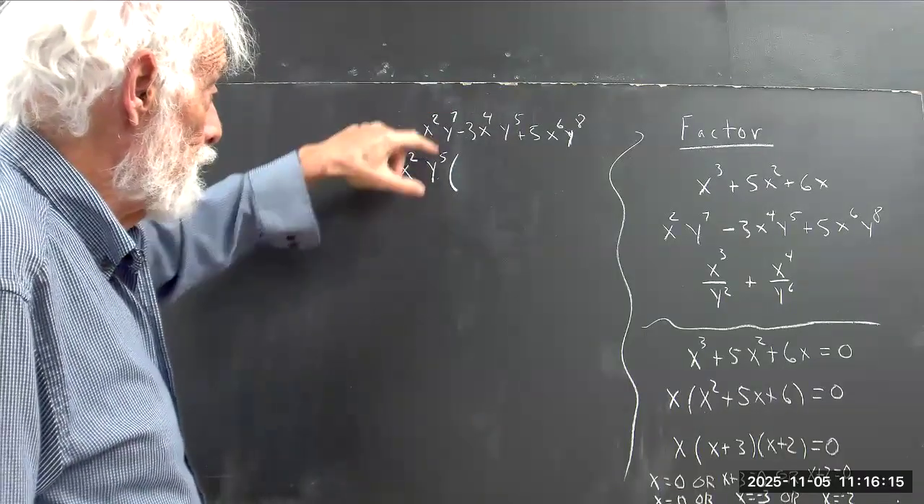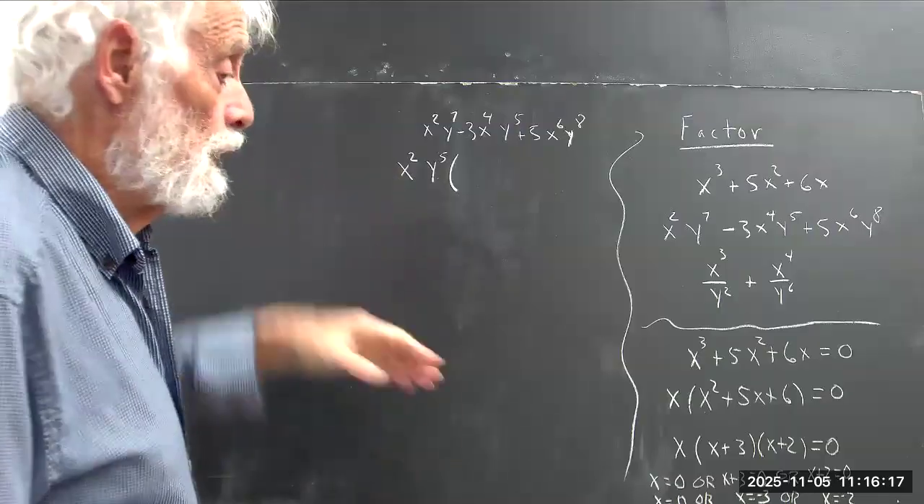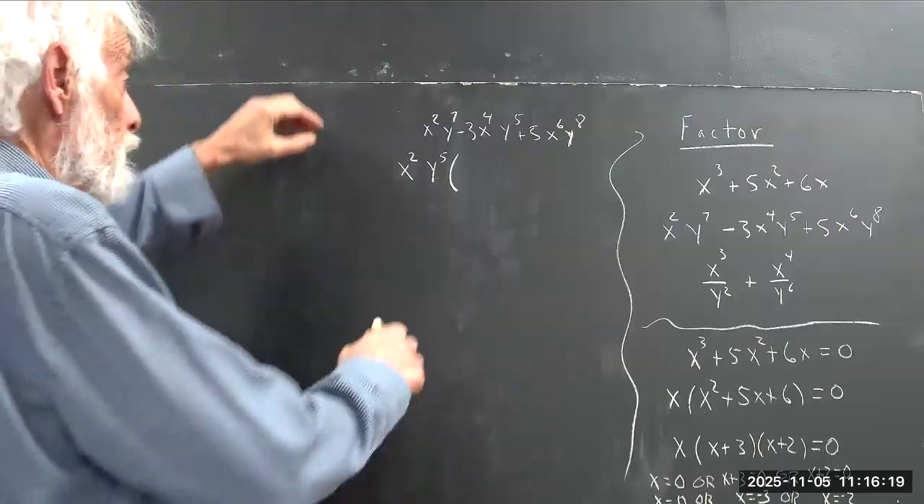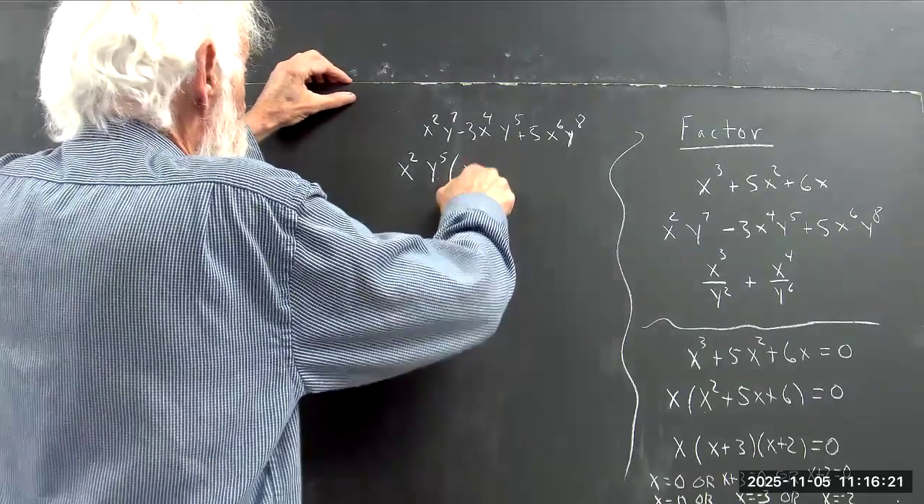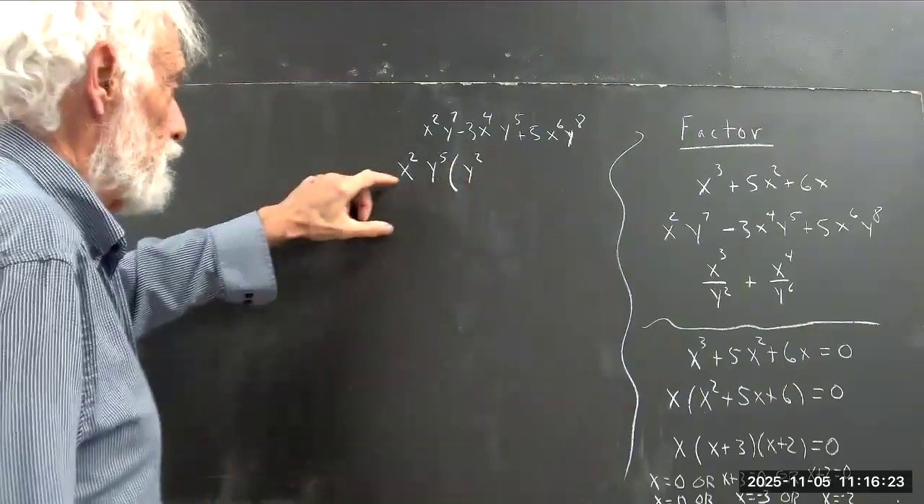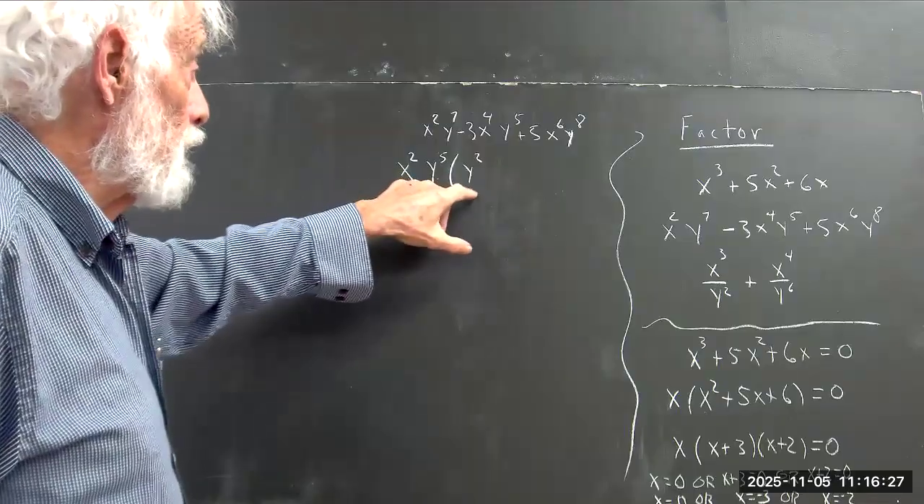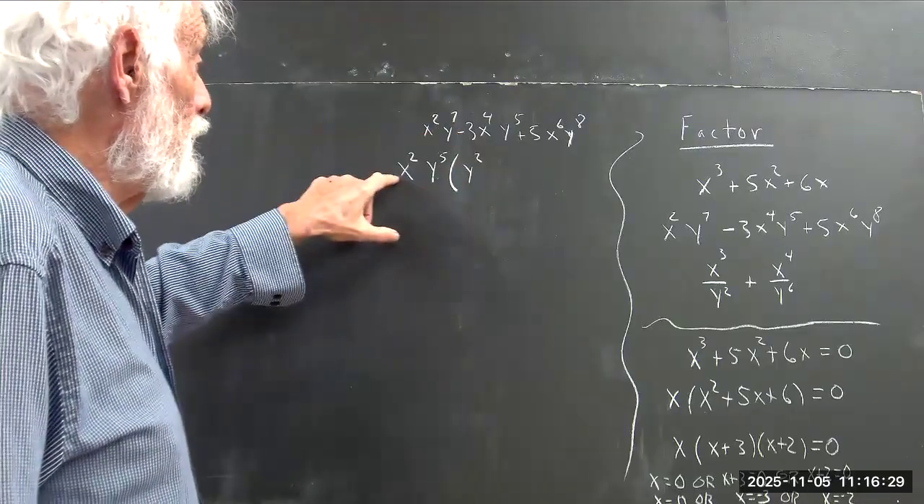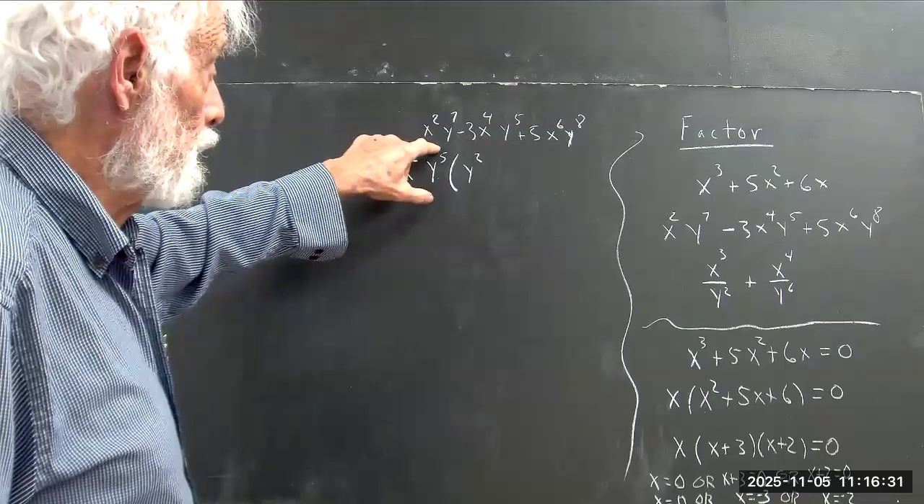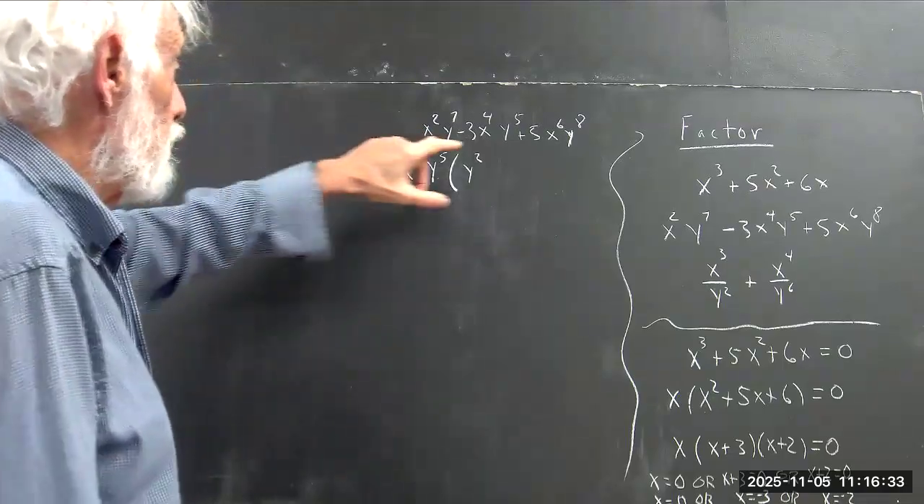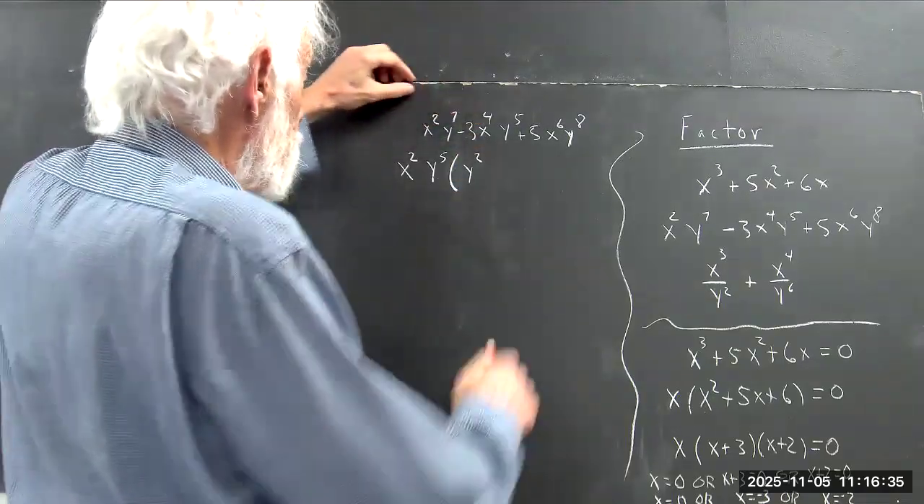To get y to the seventh, we have y to the fifth, so we need a y squared. So again, x squared times y to the fifth: y to the fifth times y squared is y to the seventh, and we already have the x squared. So we've got this term. To get the next term, we're going to need minus 3.